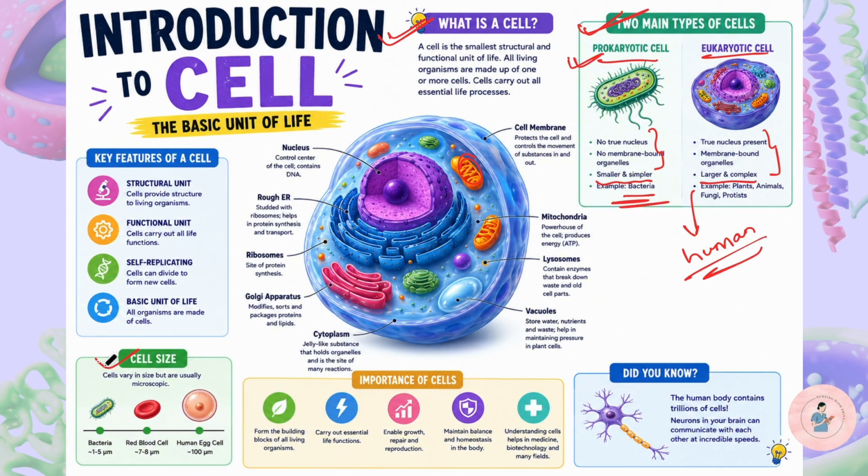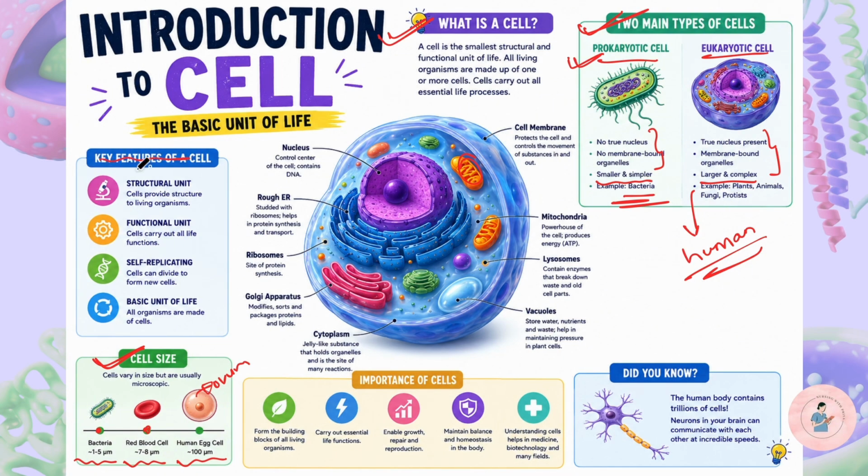Every cell can have different size. For example, RBCs have about 7 to 8 micrometer size. The human egg cell, which is ovum, has about 100 micrometer size, and the bacteria is of 1 to 5 micrometers in size.